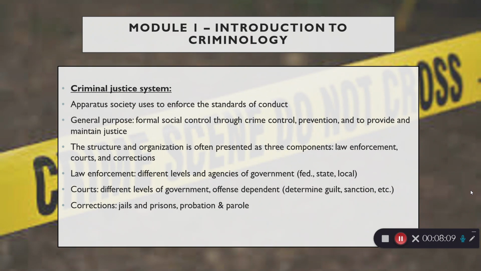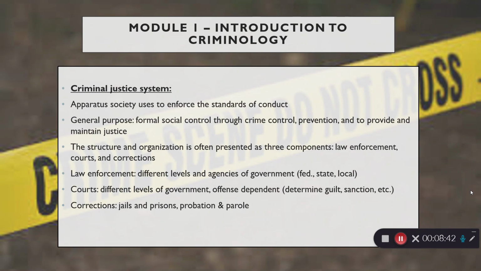So the criminal justice system is the apparatus that society uses to enforce standards of conduct. Okay, and it's a system of formal social control. When informal social control breaks down, there's formal social control. It's through crime prevention, crime control measures, and to provide and maintain some level of justice. Now that is a barrel of information there. What does that mean, justice?